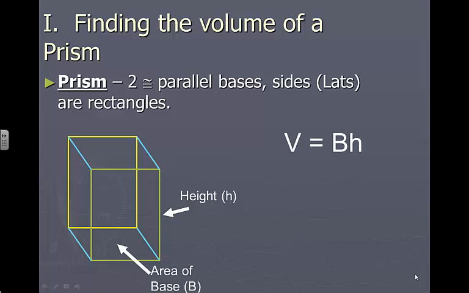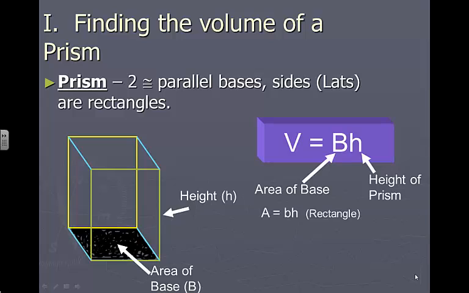The area of the base is whatever the base is. So you'll probably have to do a length times width to get the base. If it's a triangular prism, then obviously the area of the base will be 1/2 base times height, because that's the area of a triangle. And if it's a polygon, it'll be 1/2 the apothem times the perimeter.